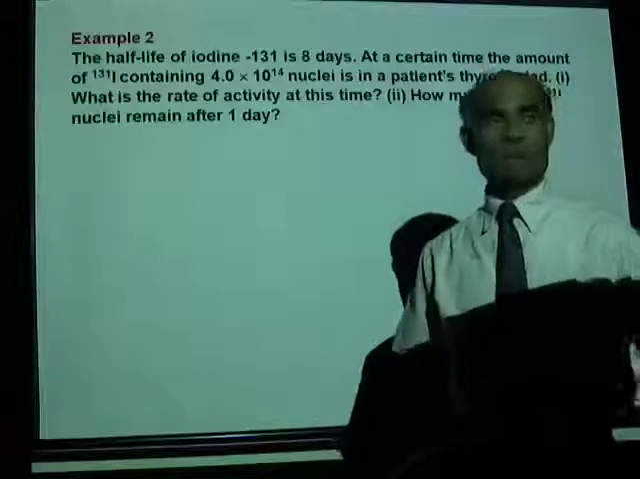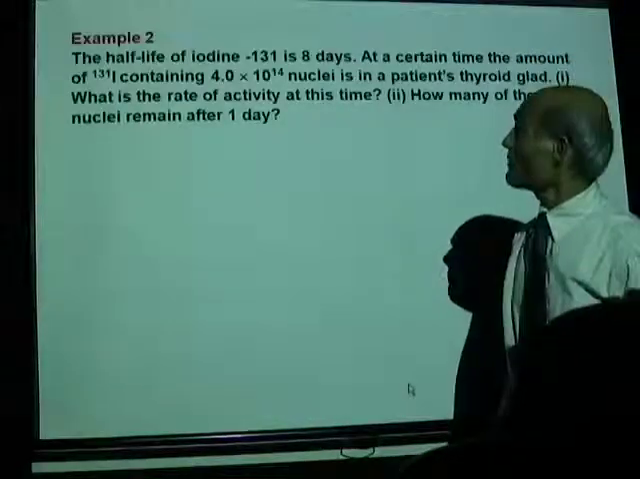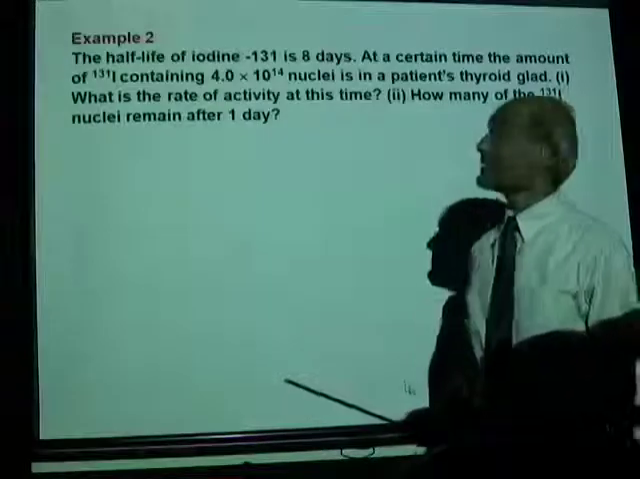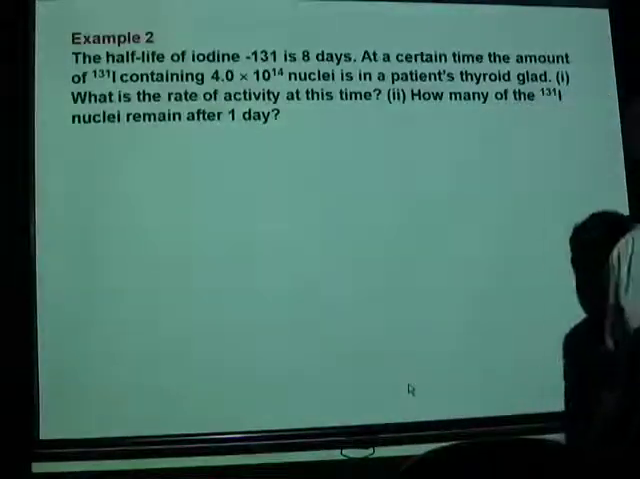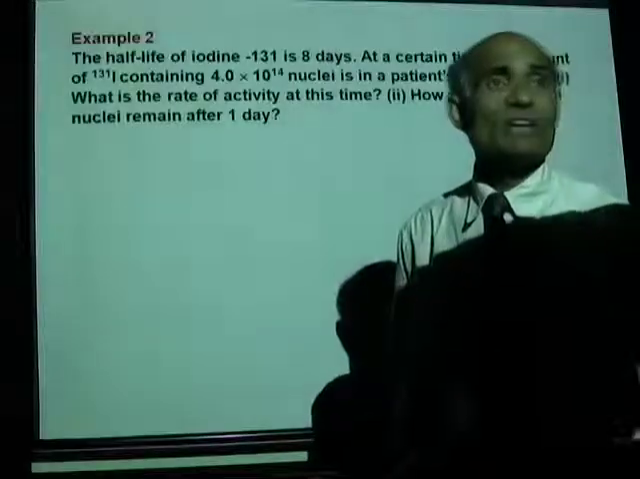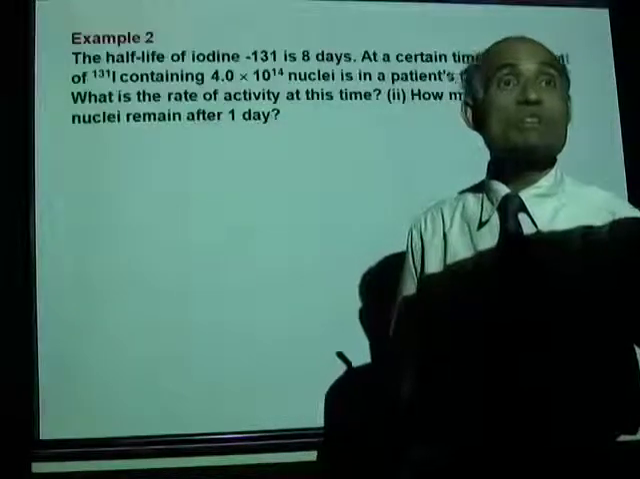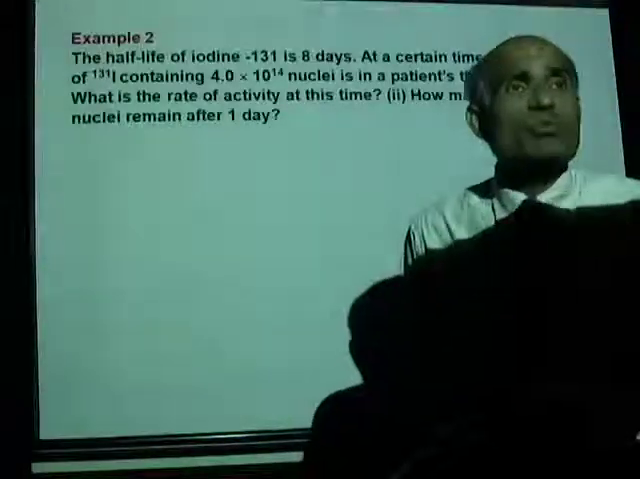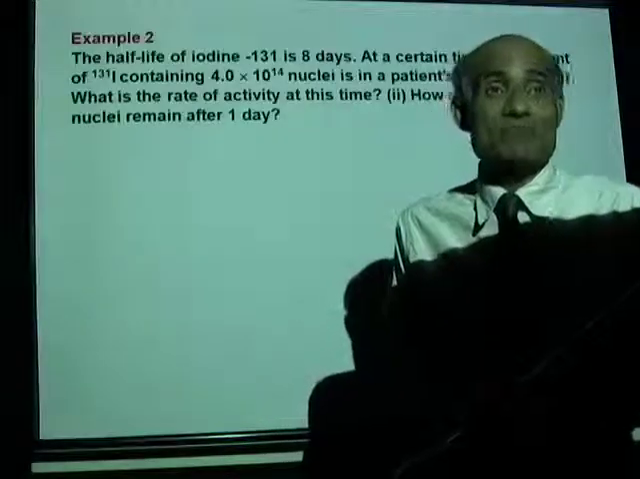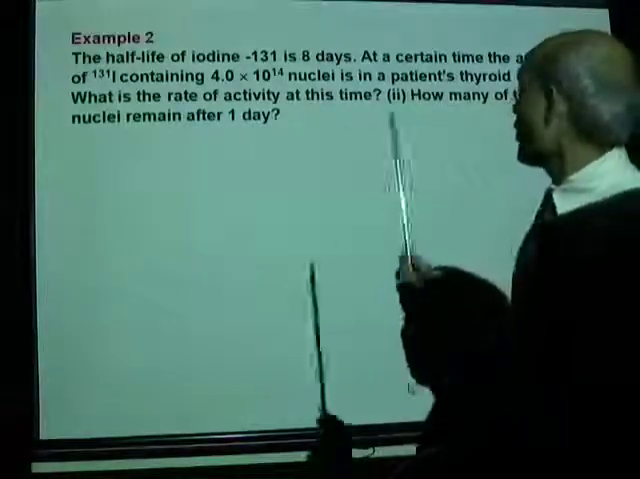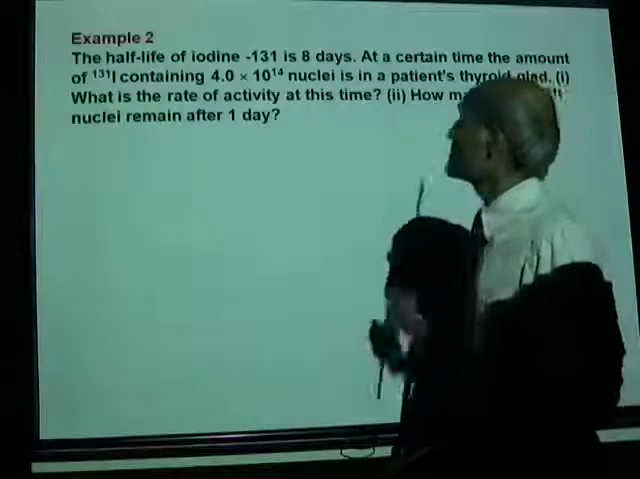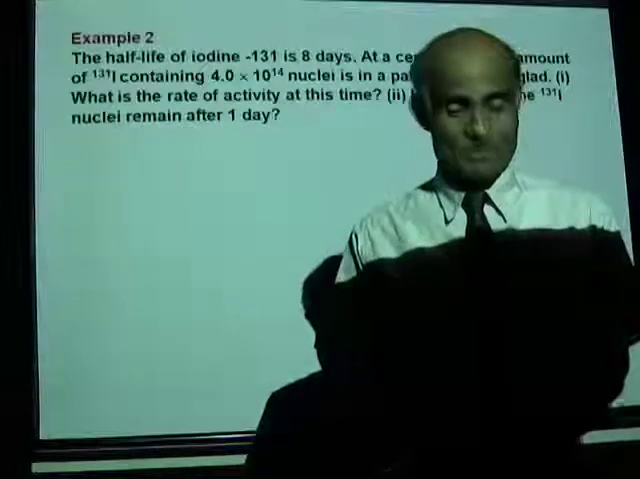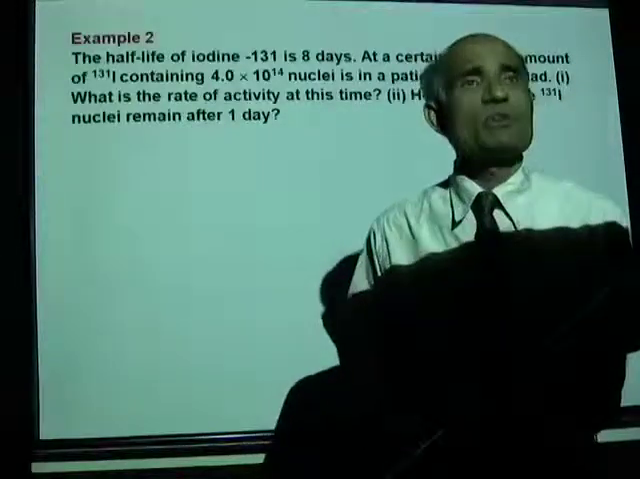Okay, another example. The half-life of iodine-131, another isotope of iodine. At a certain time, the amount of I-131 is 4 times 10 to the 14 nuclei in a patient's thyroid. Now, what is the rate of activity at this time? How many of the I-131 nuclei remain after 1 day? Well, it's not very different from the problem we did already.